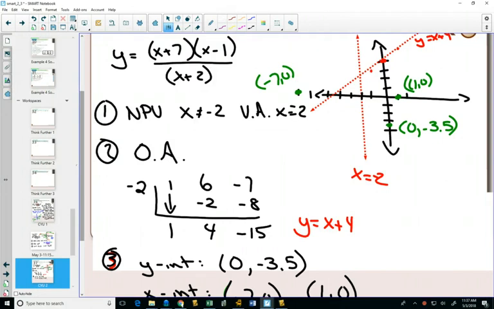Step 3 was also drawing any other important points. You need one per section. So again, our vertical asymptote separates our graphs into sections. We only have one vertical asymptote, so our graph has 2 sections. Have we labeled any points to the left of x equals negative 2? Yes. Have we labeled any points to the right of x equals negative 2? Yes. So we do not need to graph any more points.